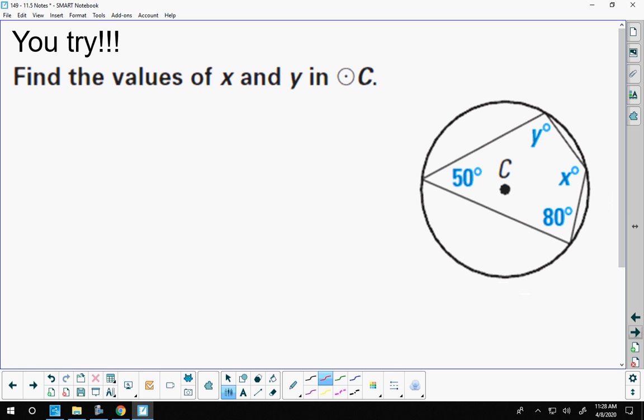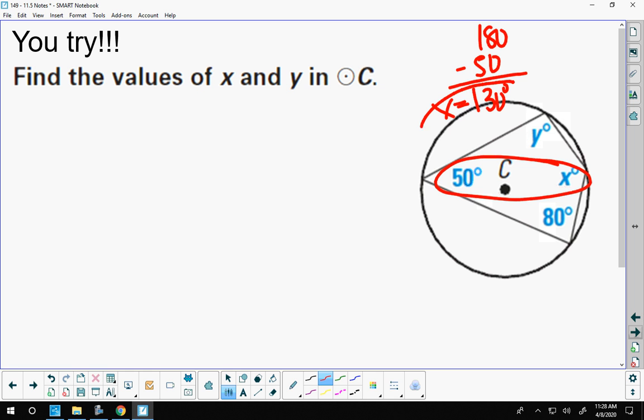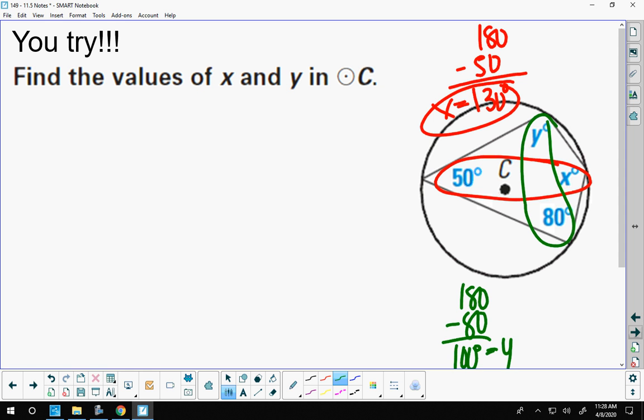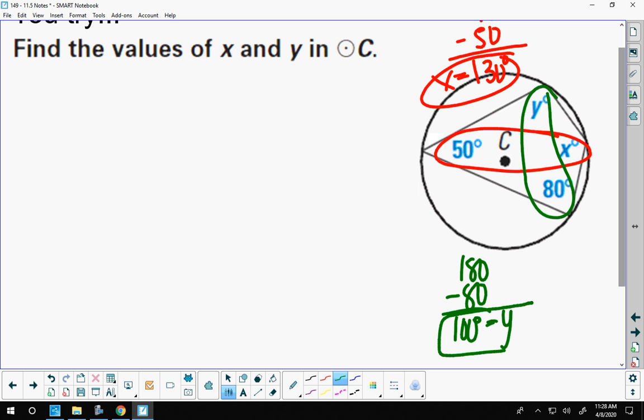Again, an inscribed quadrilateral, so we know opposite angles add up to 180. So 180 minus 50 means that x is 130 degrees. And then we have y and 80. So 180 minus 80 is 100 degrees. And that's what y equals. And that's it. So let me look at your homework with you.